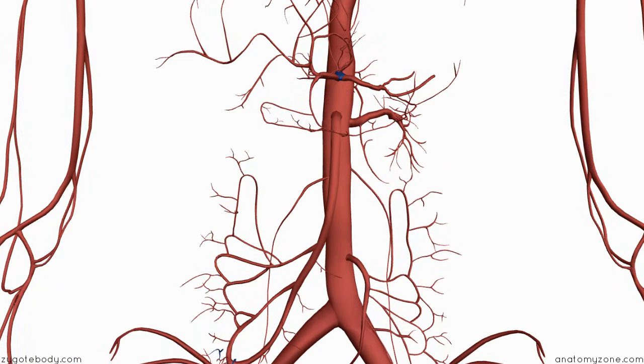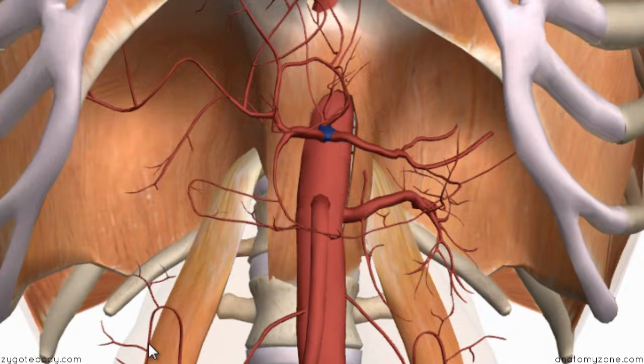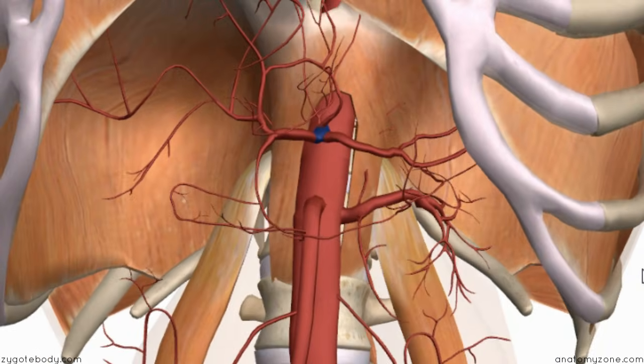So the celiac trunk is the first anterior branch of the abdominal aorta, which supplies the foregut structures. It's just after the aorta perforates the diaphragm at the level of the upper border of the L1 vertebra. I've just brought some other structures in for reference, and you can see the aorta piercing the diaphragm and the celiac trunk just after this point. And this is at the level of the upper border of lumbar vertebra L1.